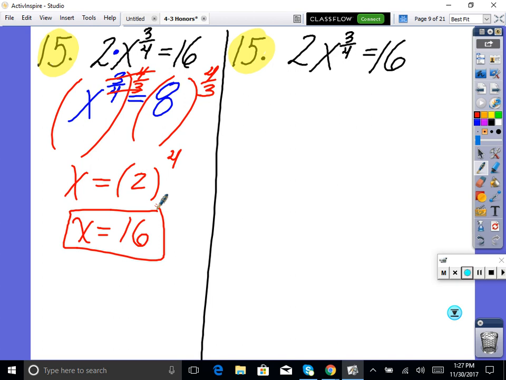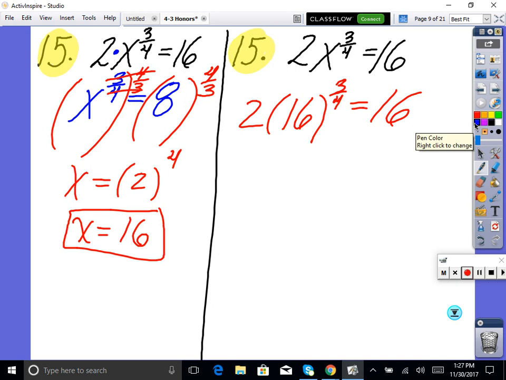Let's check it. Watch. 2 times 16 to the 3/4 power. Does that equal 16? Now watch, you should not even have to touch a calculator, especially because you can say the 4th root of 16 is 2. 2 to the 3rd power is 8. 8 times 2 is? So 16 equals 16.